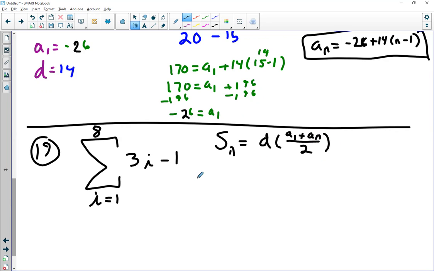If you're panicking and you forget the formula, you could always just plug in 1, plug in 2, plug in 3, plug in 4. It might be easier for you. The other one I just told you, SN. This one I'm showing you in the symbols.